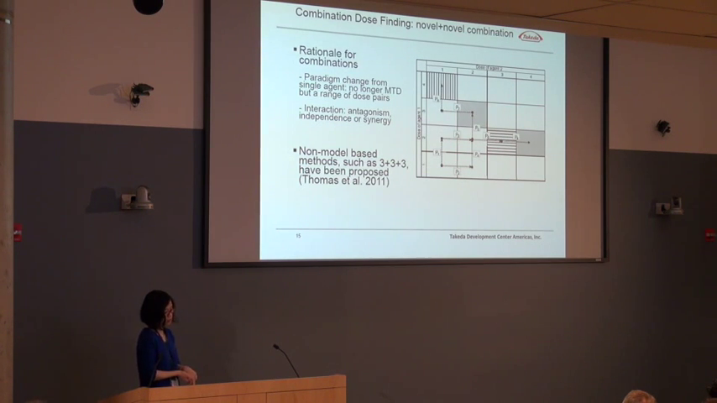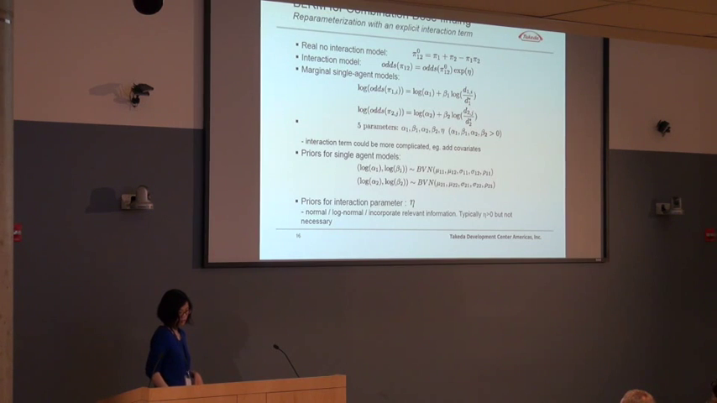One thing you can do is called 3+3+3. It's an extension of 3+3, where you now have 2 agents, as you can see in the graph, and you can make decisions about where to escalate based on what you observe in your data. I'm not going to talk about 3+3+3 in detail. I will just briefly mention the Bayesian logistic regression model for combination dose finding.